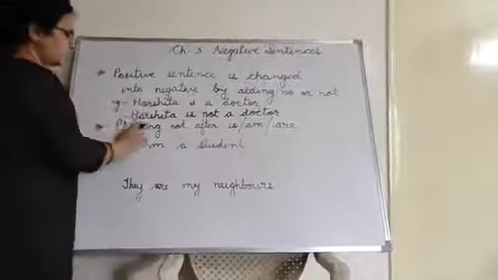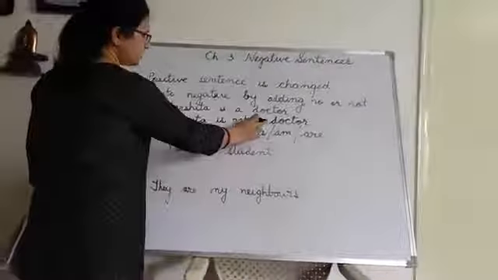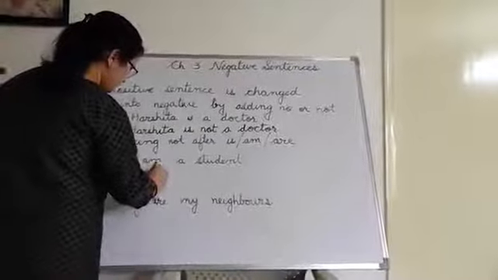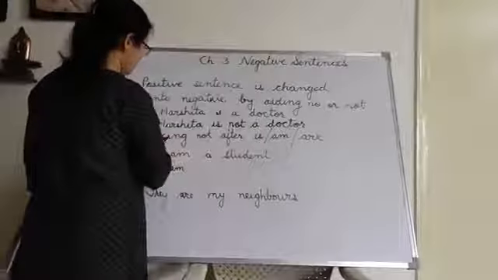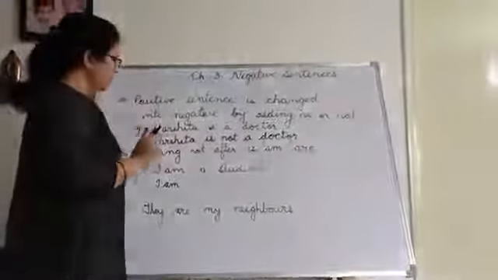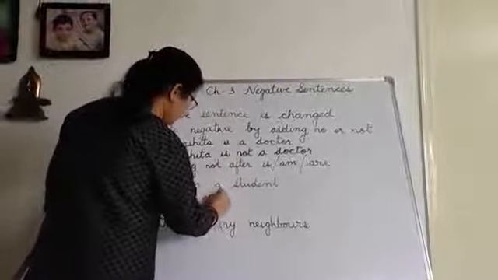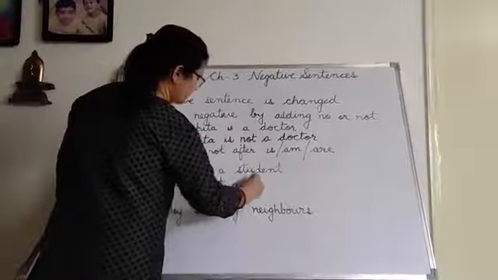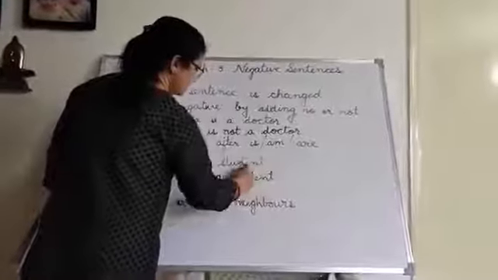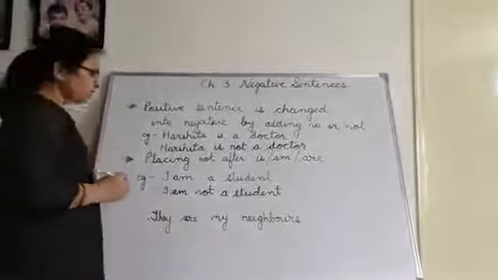Now let's see another example. I am a student. So where will you place not to make it a negative sentence? After am. See, this sentence has am. After is, am, are you will place not and it will be changed into negative. So, I am a student. I am not a student. So in this way a positive sentence is changed into a negative sentence.